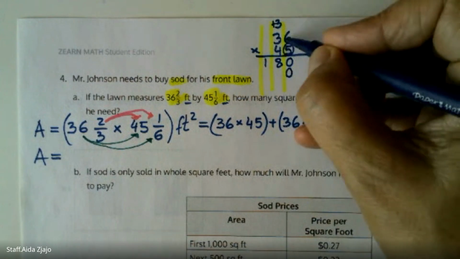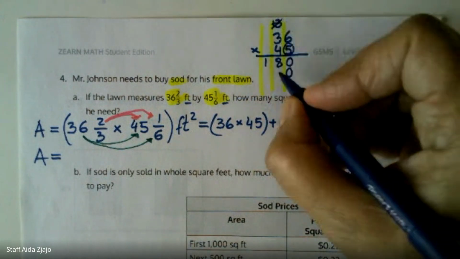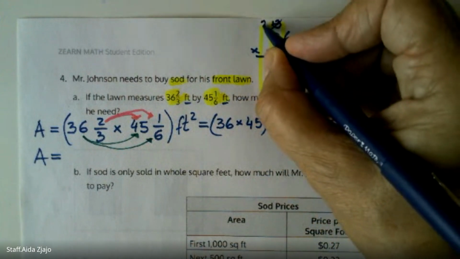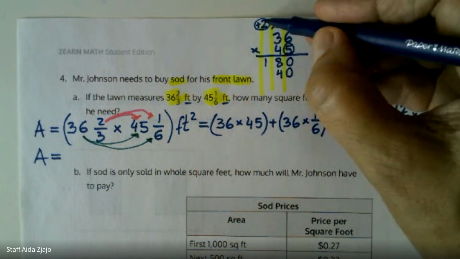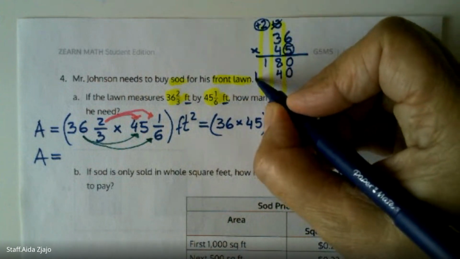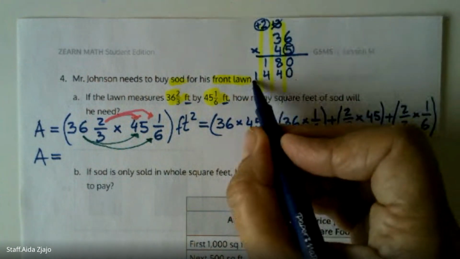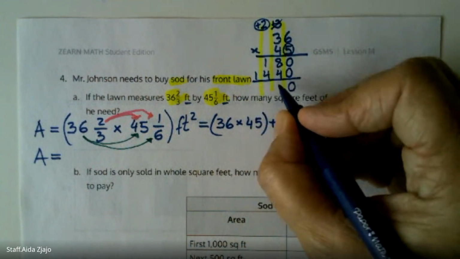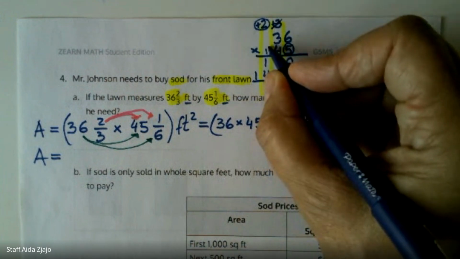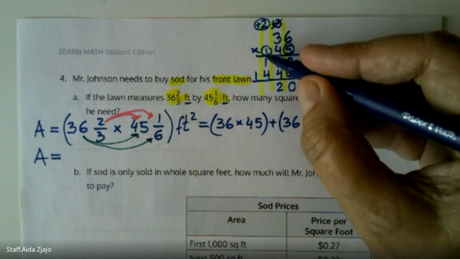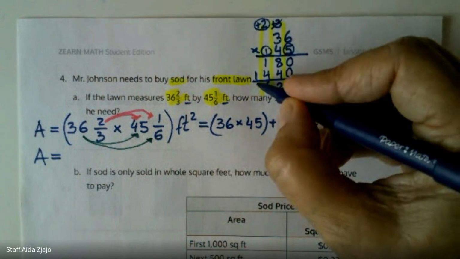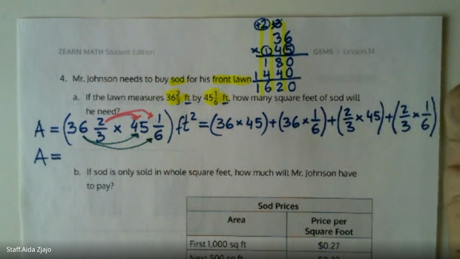4 times 6 or 6 times 4 is 24. 4, I remember 2 plus 2. 3 times 4 is 12 plus 2 is 14. I add those. So 8 and 4 is 12. Remember 1. 4 and 2 is 6. So it's 1,620. So 36 times 45 is 1,620.